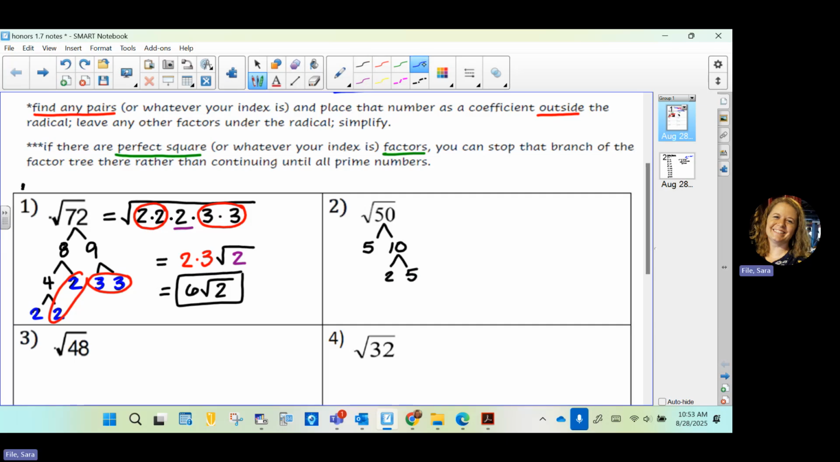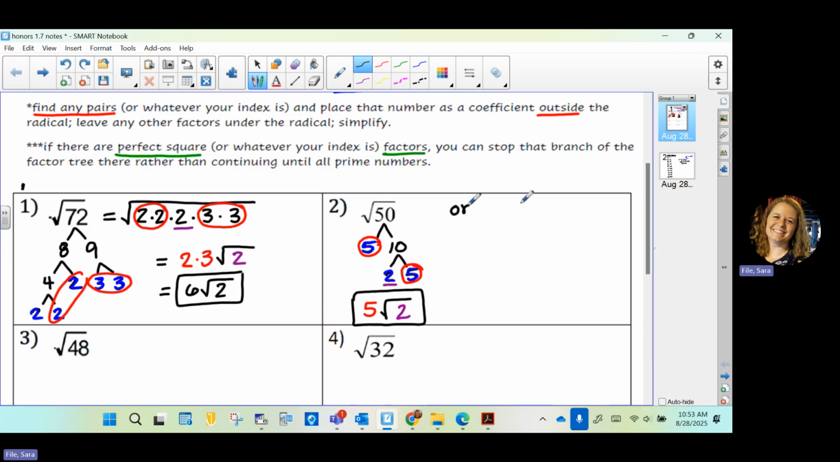So I can do this like the last one where I've broken this down to all prime factors. And then I look for a pair. Are there any pairs? Yeah, the 5s, right? So a 5 gets to come out, but that 2, he's by himself, he has to stay inside. So I have 5 root 2, and there's nothing to simplify. There's only one factor inside and one factor outside. So that's it. It's 5 root 2.